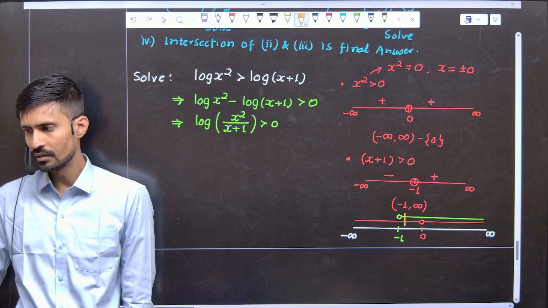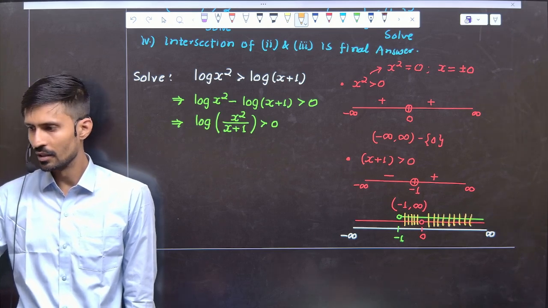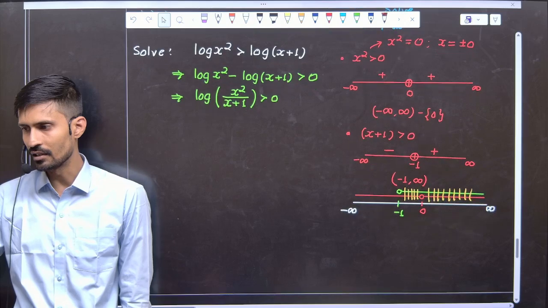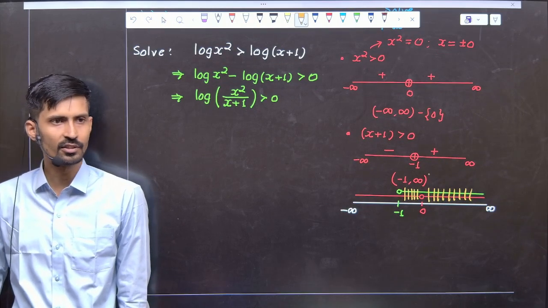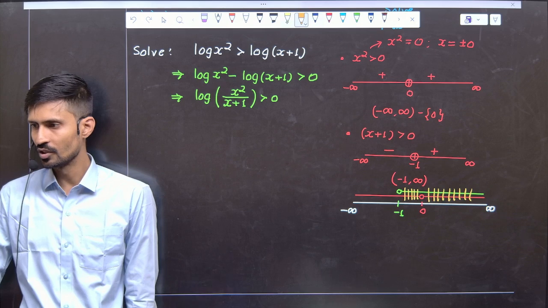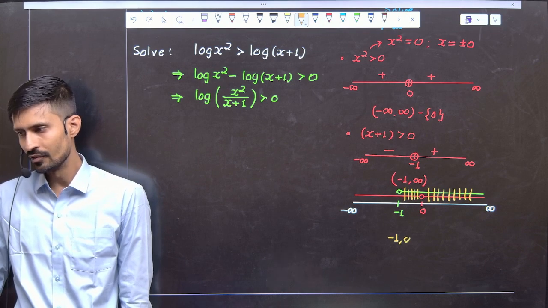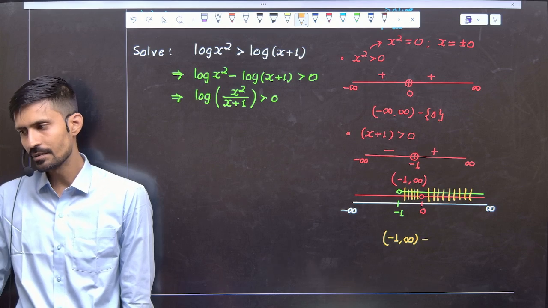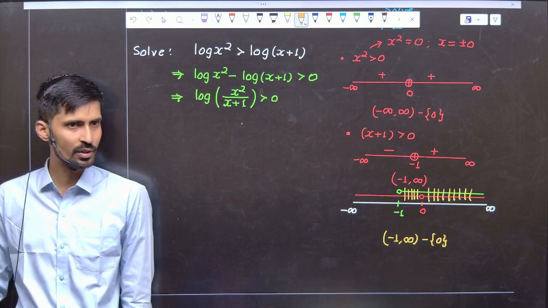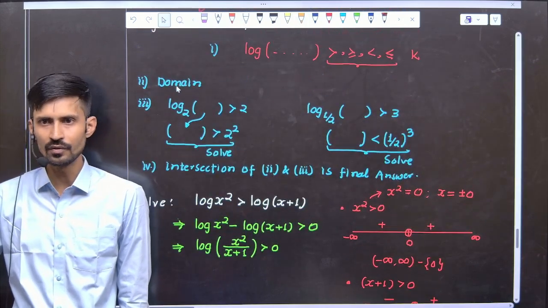After that, it means this is our domain and this is the second step. Don't think these steps are, yes, it is taking time, but it's not like you don't know. Okay? So now I will write here minus 1 to infinity except 0. This is the intersection. Now I am ready to solve the question. So this is our total second step, finding domain of that equation.